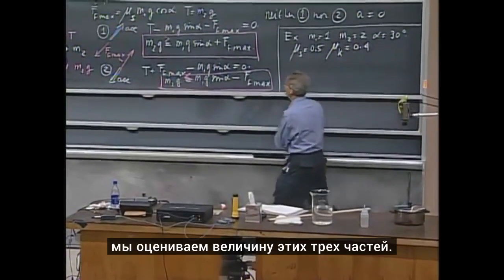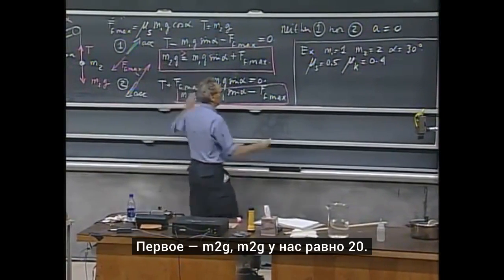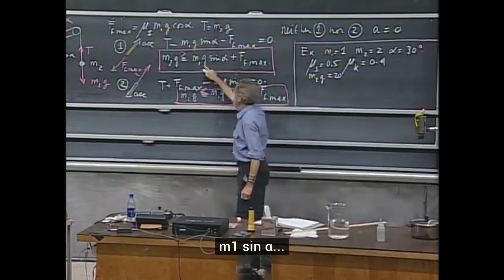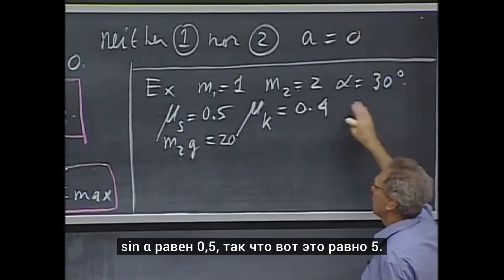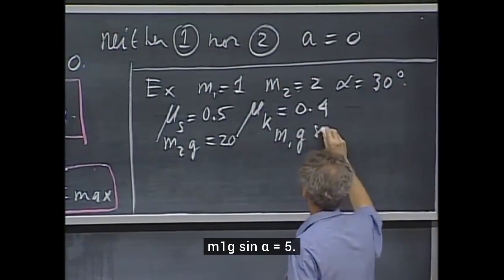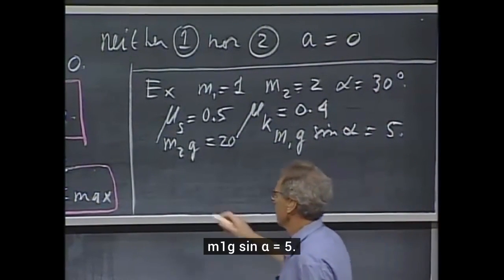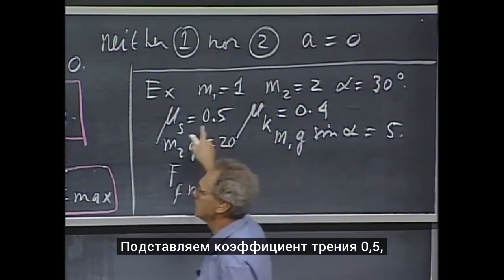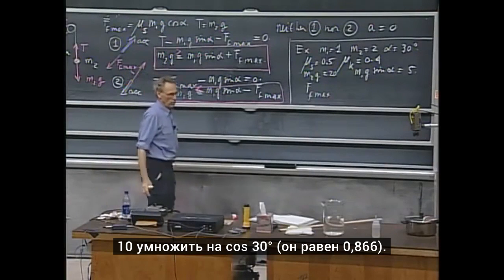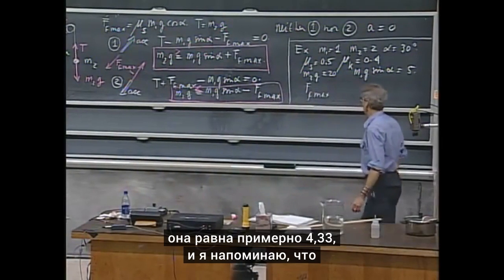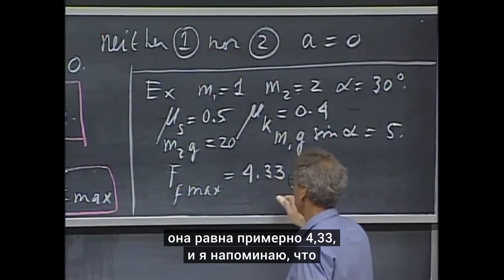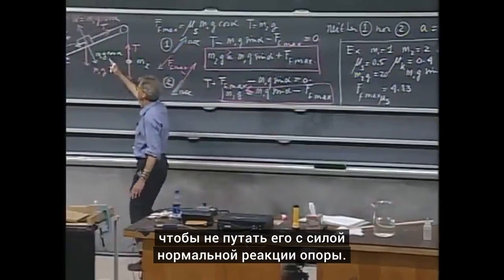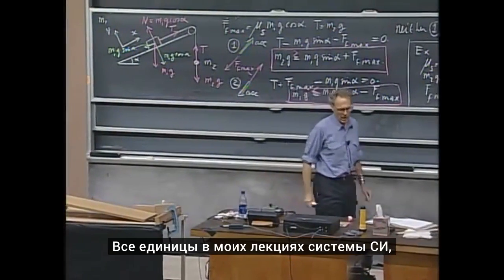What it comes down to is that we have to evaluate these three terms. Let's first take m2g. m2g equals 20. We'll just take for g 10, that is just easier. m1g sine alpha, the sine of alpha is a half, so m1g sine alpha equals 5. And what is f friction maximum? I have to use for my friction coefficient 0.5, for m1g here a 10, and the cosine of 30 degrees. And what I find, you have to take my word for it, is about 4.33. And I want to remind you, I have used the static friction coefficient. And this is in newtons. I never put a capital N for newtons because that is very confusing with the normal force. All my units are always in SI units, so the force is always in newtons.